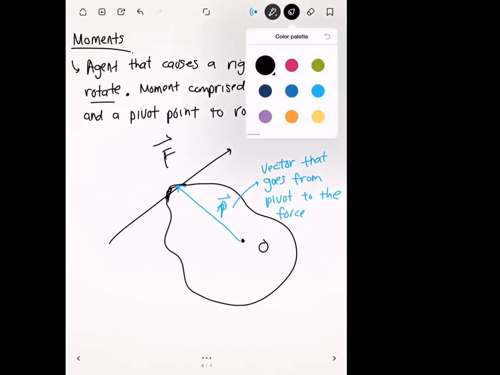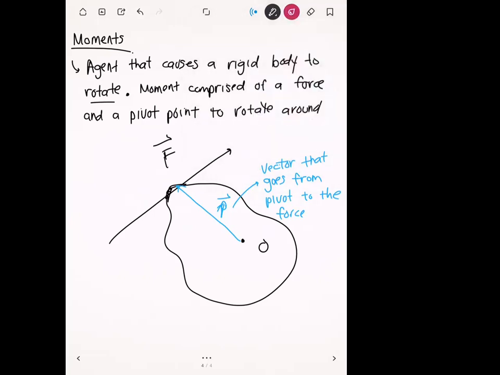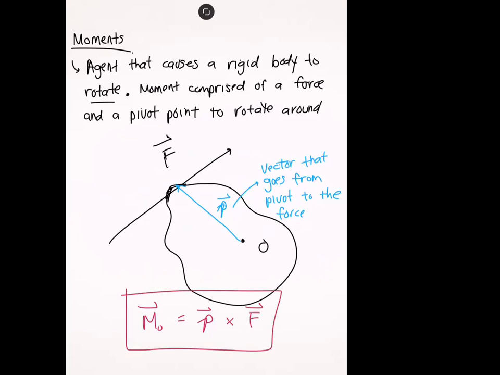With this information, if we have this P vector and our F vector, we can compute the moment about O. The moment is also a vector. The way that we compute the moment is that we take the cross product between the P vector and the F vector. You notice here that the moment is a vector because it's the result of a cross product.